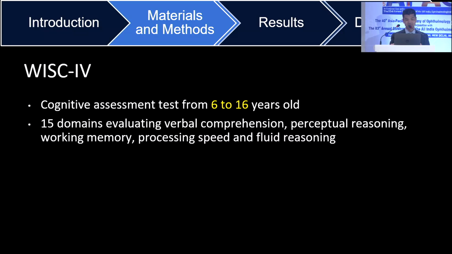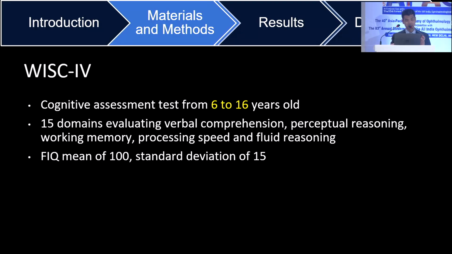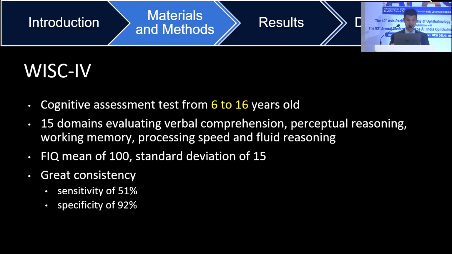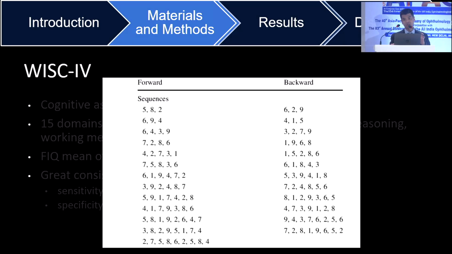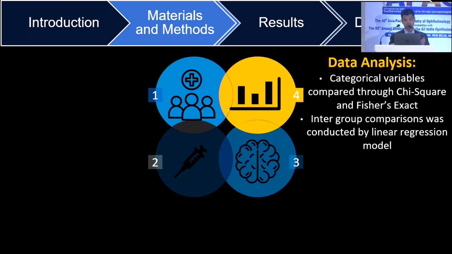It consists of 15 subtests, evaluating verbal comprehension, perceptual reasoning, working memory, processing speed, and fluid reasoning. It has a mean score of 100 with a standard deviation of 15, and in prior research, it showed great consistency. So this is one of the examples of the test. You ask the children to read numbers either forward or backward and see how they perform. And here is the statistical analysis we did in this study.